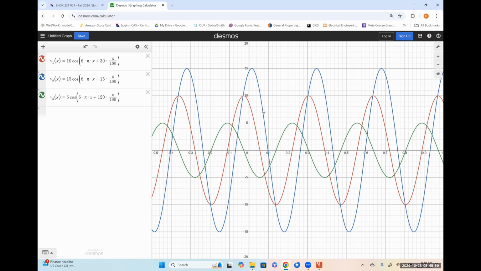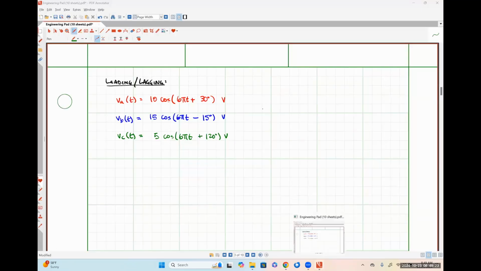But if we're just looking at the peaks that are closest to each other, then we could say that the green curve is leading the red and the blue because it hits its peak value first. The red curve is leading the blue because it hits its peak value before the blue, but it is lagging the green because it hits its peak value afterwards. Let me write this down so that we have something to go on here.